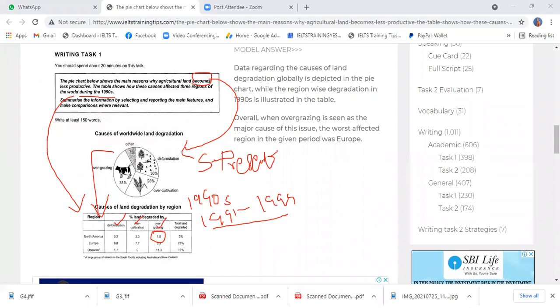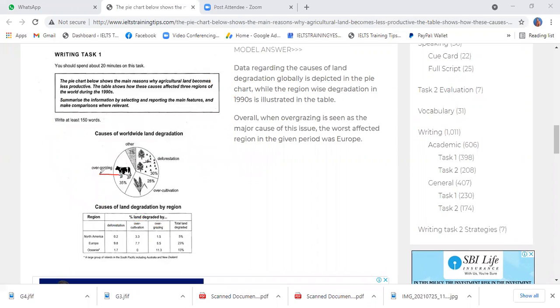You can mix up: overgrazing is the major, it was the most prominent cause for the land degradation. Not it was, it is. Due to this, in 1990s, the worst affected area was Oceania, where 11.3% of its land was degraded. You can say that definitely.